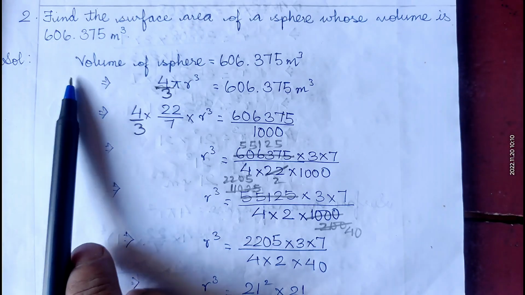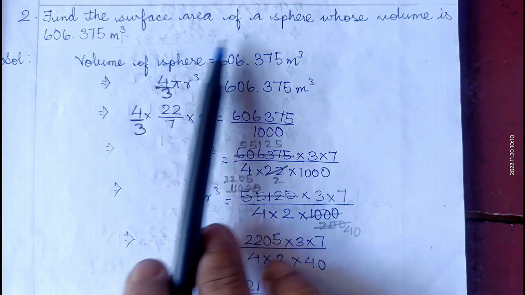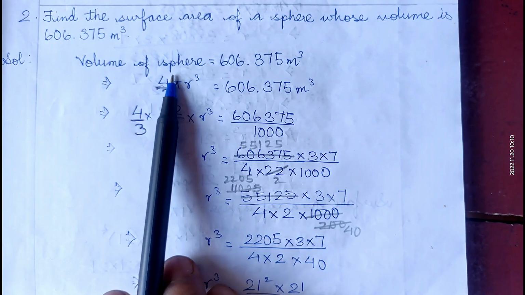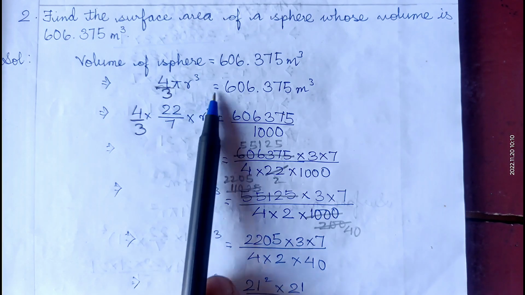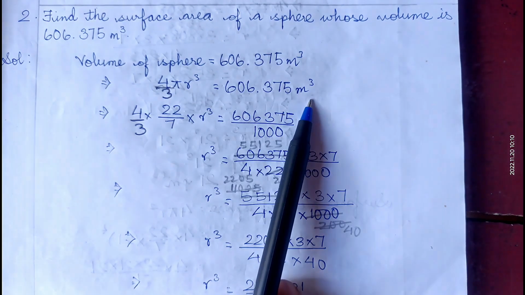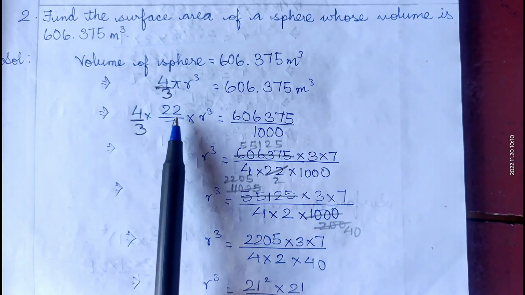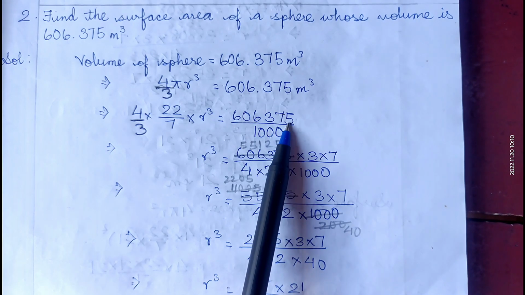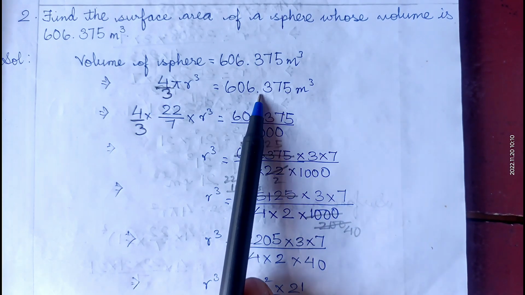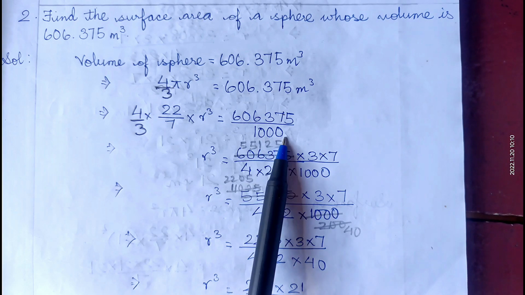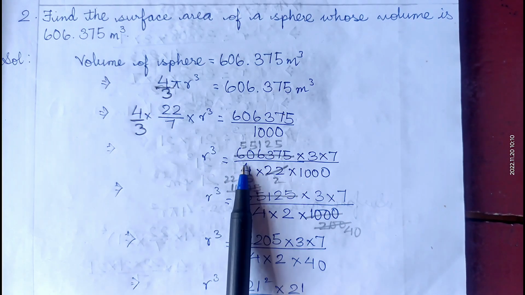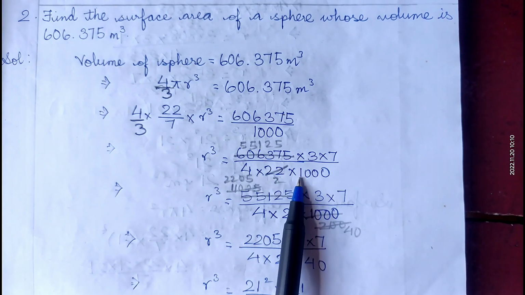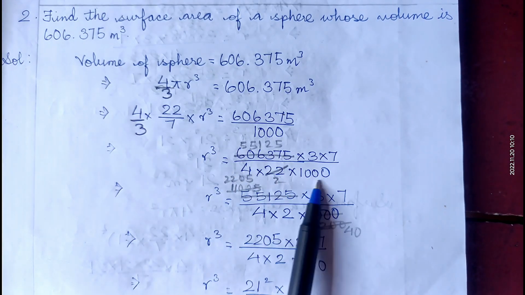In question number 2 it is given find the surface area of a sphere whose volume is 606.375 meter cube. Now we know volume of the sphere formula is 4 by 3 pi r cube is 606.375 meter cube. So 4 by 3 pi is 22 by 7 into r cube will give 606.375 divided by 1000 because after decimal there are 3 places, so it should be 1000. So r cube will be 606.375 into 3 into 7 divided by 4 into 22 into 1000.